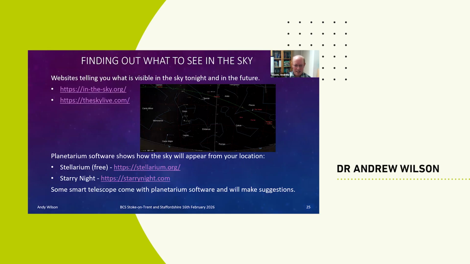Actually, a lot of the smart telescopes come with their own version of Stellarium. It's a little bit different to the standard free one, but they integrate it with it. And then with that, you can find a target on the planetarium software and tell the smart telescope to go there, and it'll automatically go and find the object.